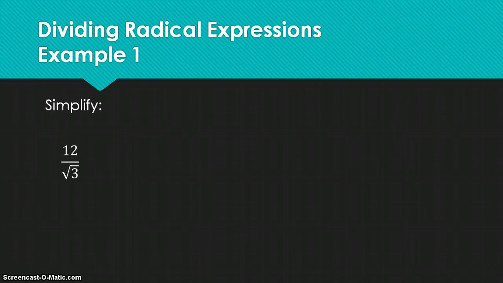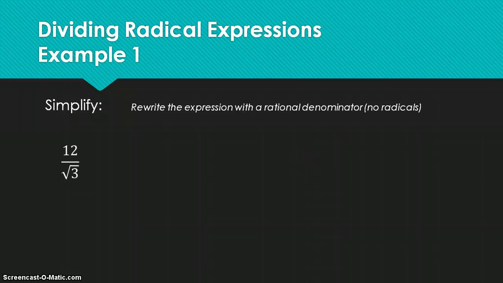The goal is to rewrite the expression with a rational denominator, and a rational denominator is one that contains no radicals. So I need to get rid of the square root of 3 here. To do that, I'm going to take 12 divided by the square root of 3 and multiply it by the square root of 3 divided by the square root of 3. Now we know in math that this quantity is going to be 1. Anytime you take a number divided by itself, it's 1. So I'm not changing the problem, I'm just manipulating it using this little technique.